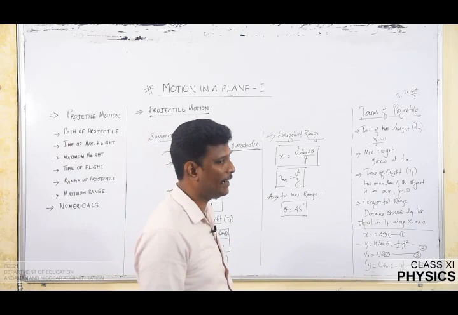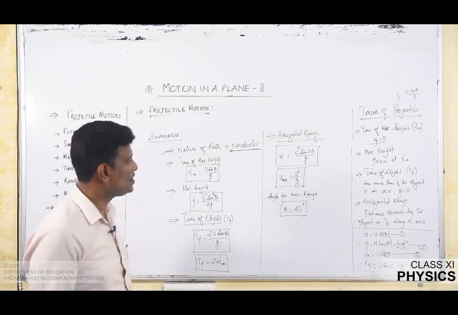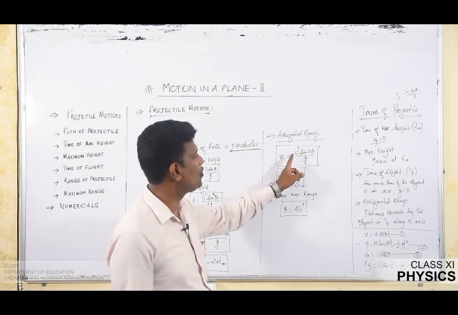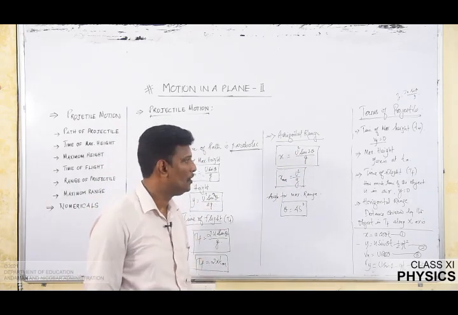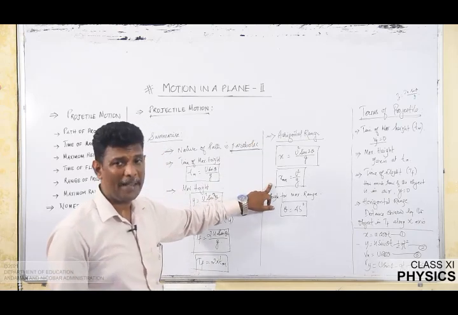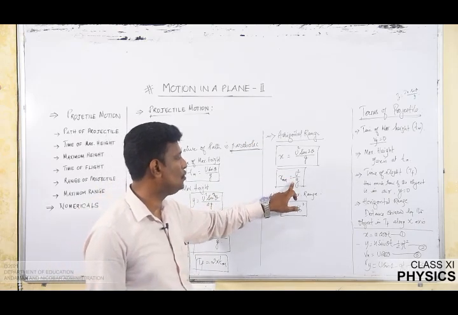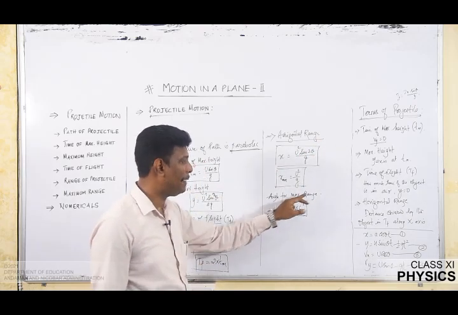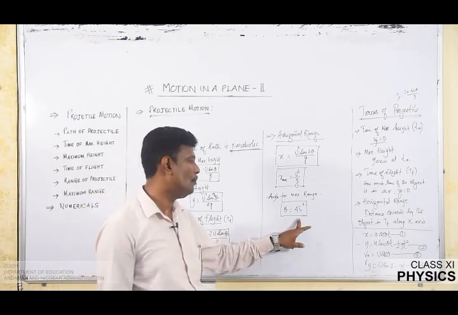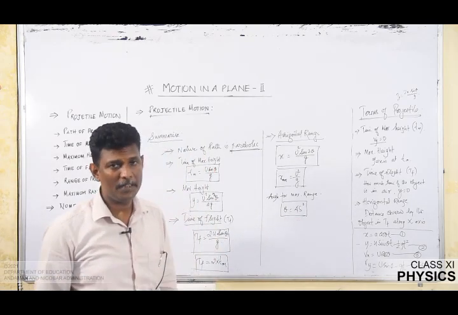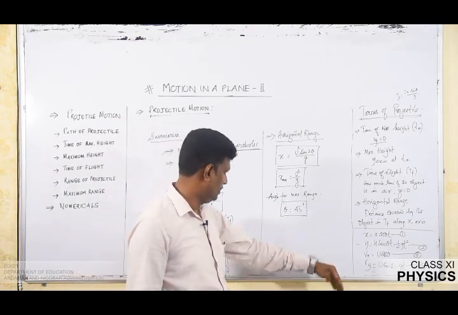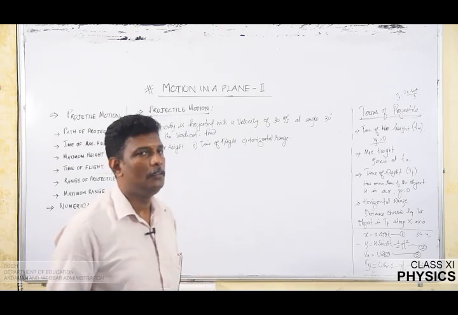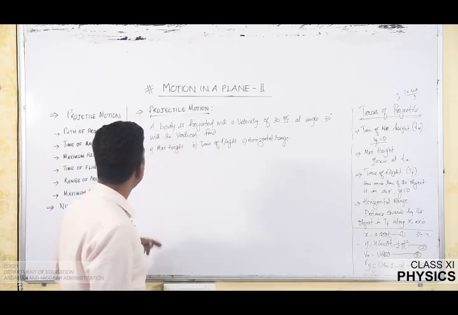Next is horizontal range, that is the maximum distance covered by the object with respect to x axis, that is x is equal to u square sin 2 theta by g. For horizontal range to be maximum, x max is equal to u square by g, since sin 2 theta is equal to 1. Angle for maximum range, that is theta is equal to 45 degree. If we throw any object at 45 degree, it will be having maximum horizontal range. Let us do a numerical to understand the concept easily.